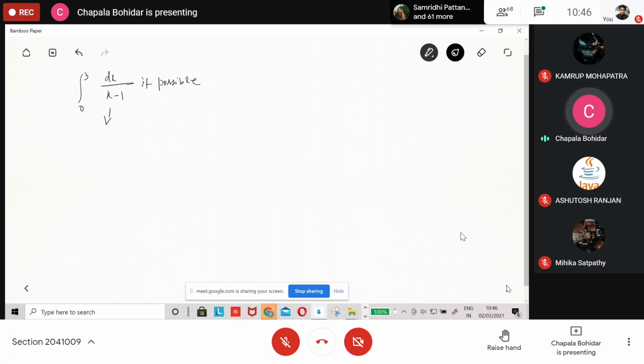I can write it as the integral from 0 to 1 of dx by x minus 1, plus the integral from 1 to 3 of dx by x minus 1. I can write down this way.